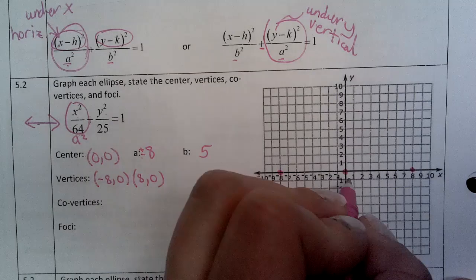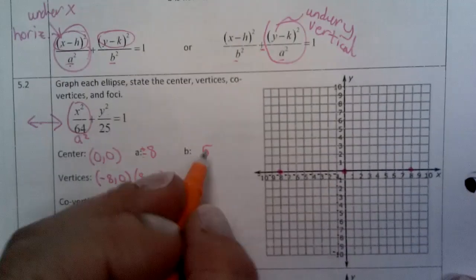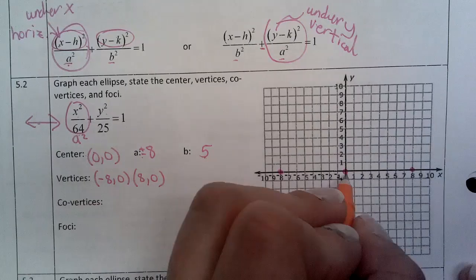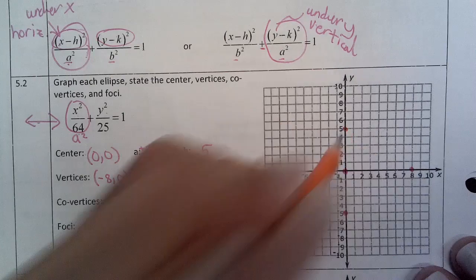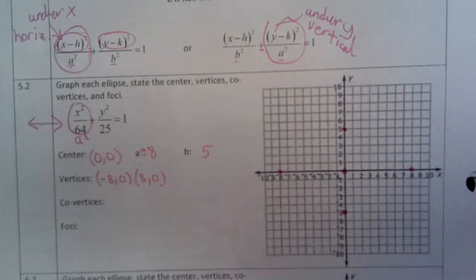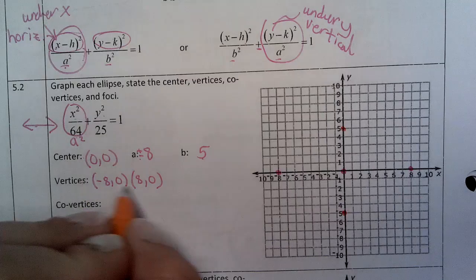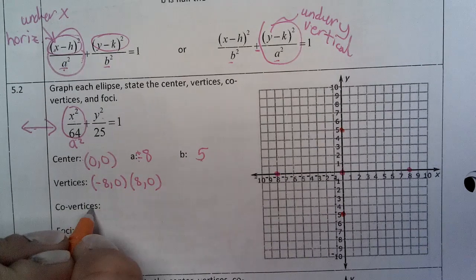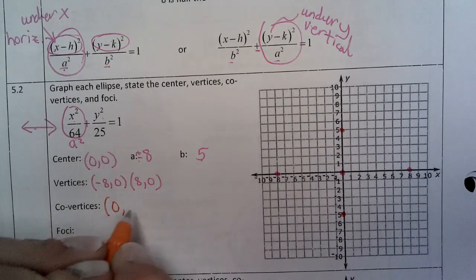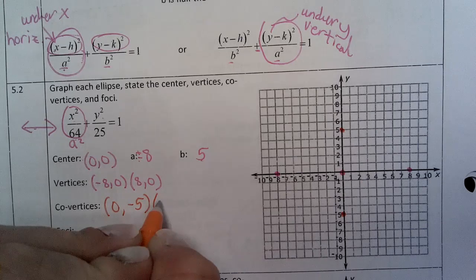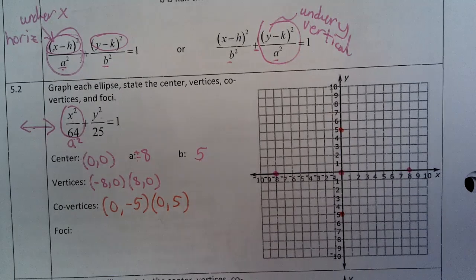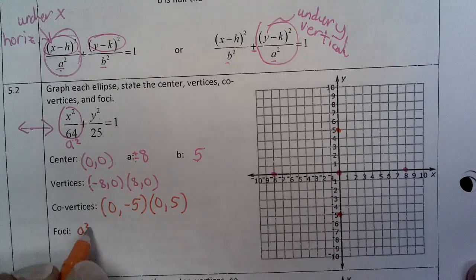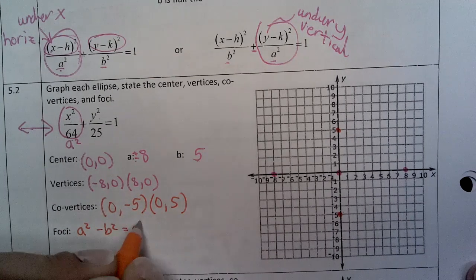For my co-vertices, that value is 5. So my length from here to here has to be 5. And from there to there has to be 5. Okay, and we know that if this is my major axis, then my minor axis with my co-vertices is vertical. And now we have to find the foci. So the foci is just a squared minus b squared equals c squared.